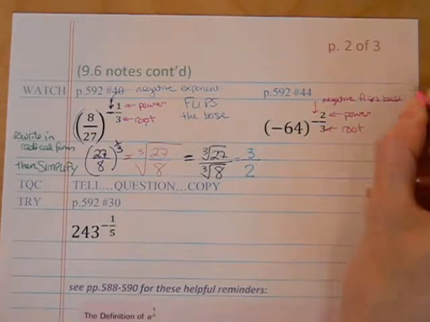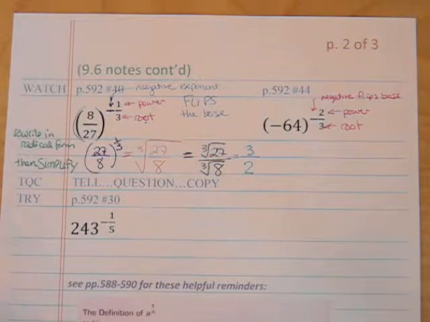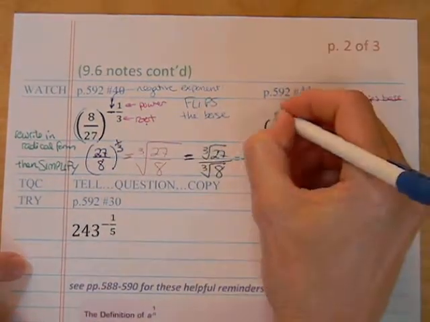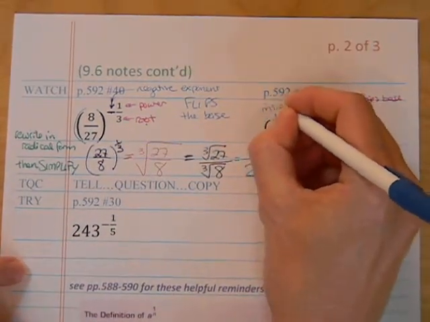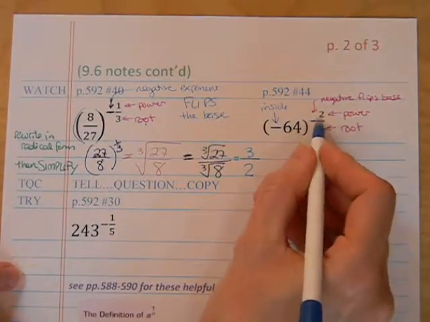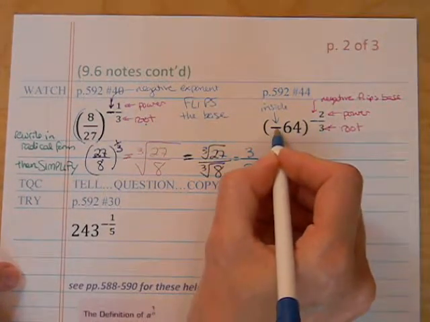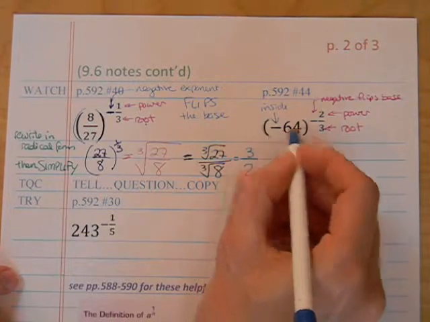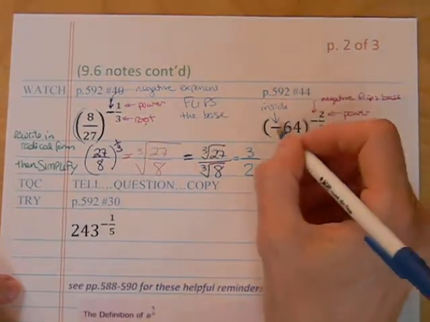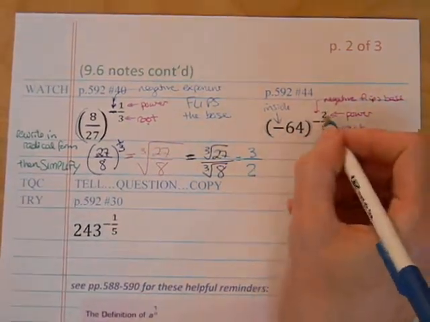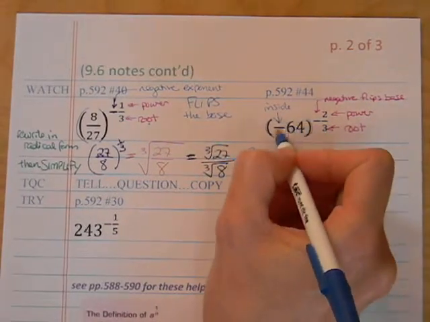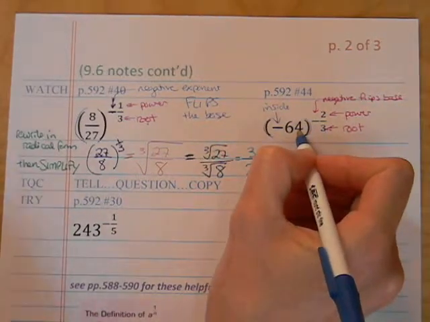The other thing that I threw in, the reason I picked this example, is because you also have a negative inside the parentheses. So whatever's happening to 64 with the negative 2/3 is going to happen to the negative 1 as well, because it's inside the parentheses. So it's not separated out. The negative 2/3 applies to both pieces in here, the negative 1 and the 64.